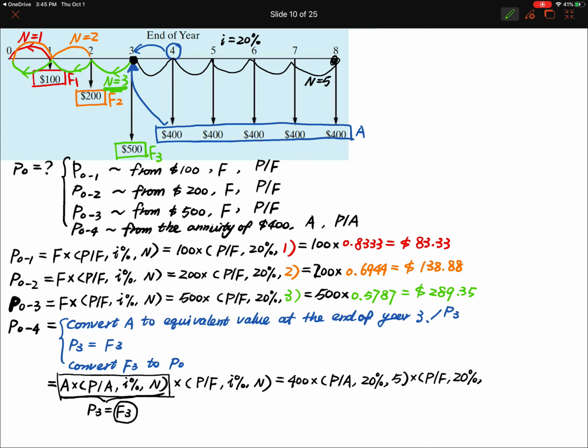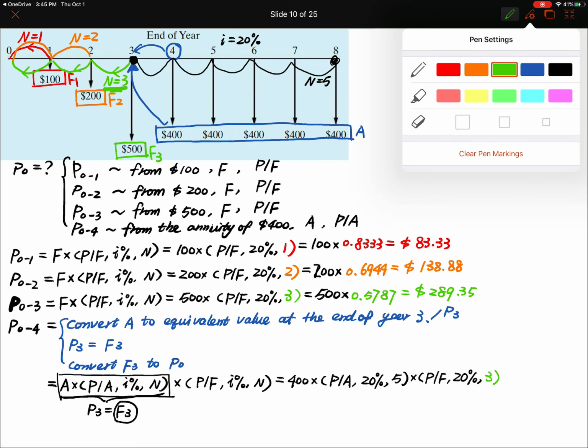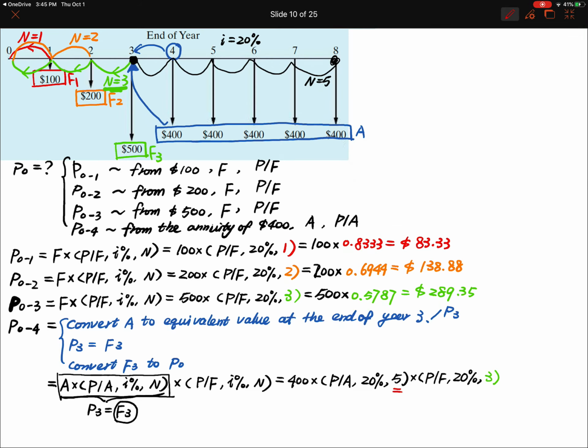So we already have it here. N is 3 because you're converting some value at year 3 to year 0. So n is 3. Okay? So here you want to be careful about why n is 5 in the first factor for the annuity problem, and why we have 3 here for converting a value from year 3 to year 0. Okay?